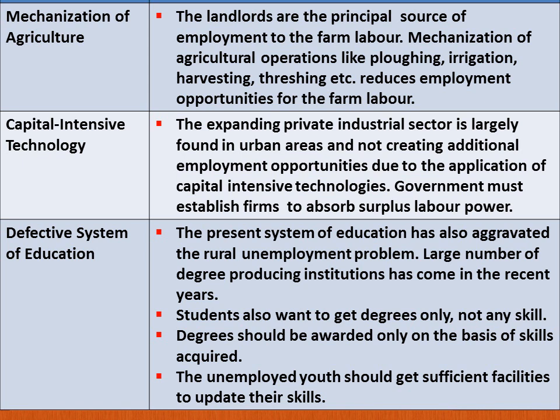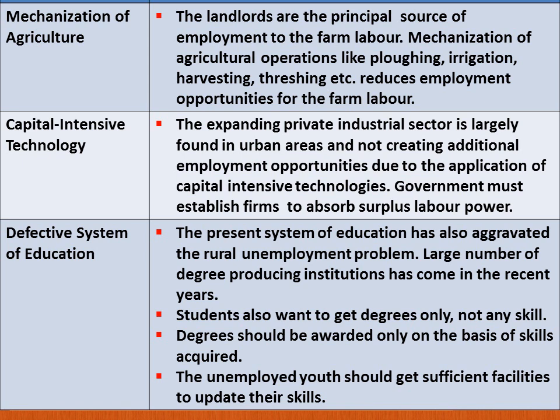Defective system of education. Next point. The present system of education has also aggravated the rural unemployment problem. They are saying that the rural unemployment problem exists because of the present system of education. A large number of degree producing institutions have come up in recent years.